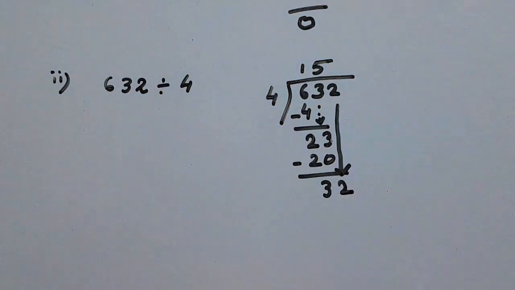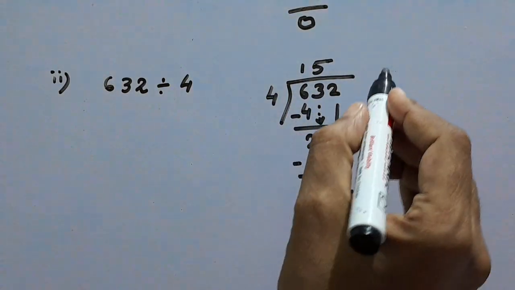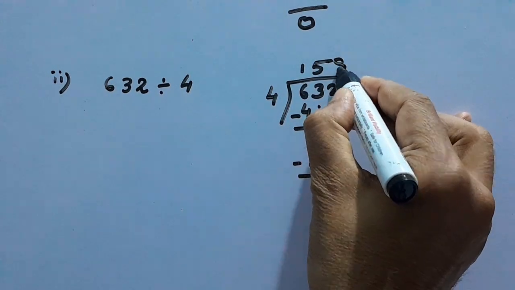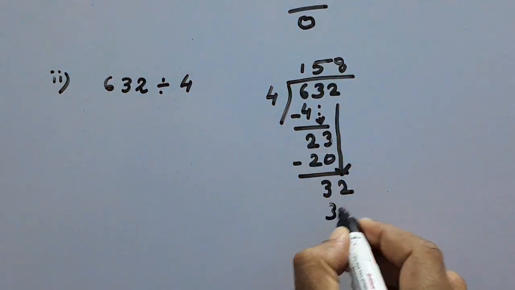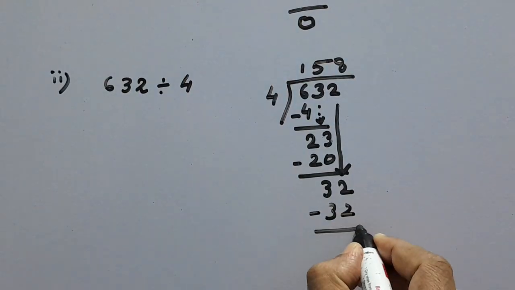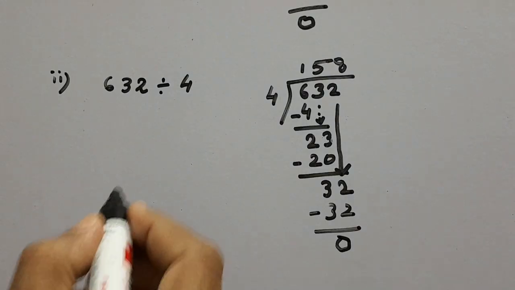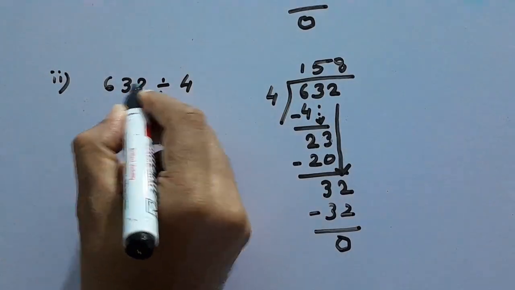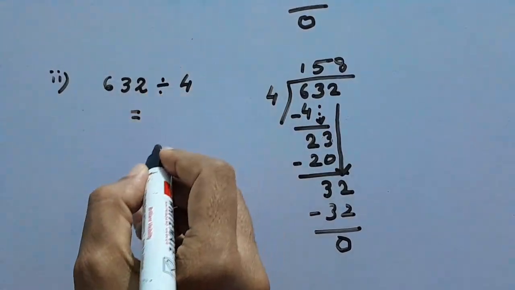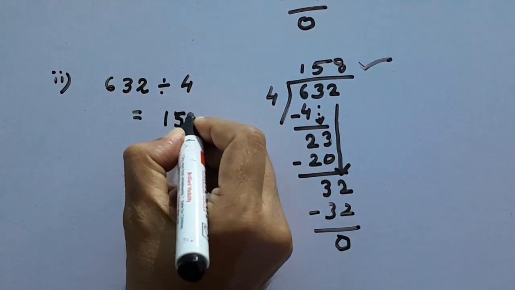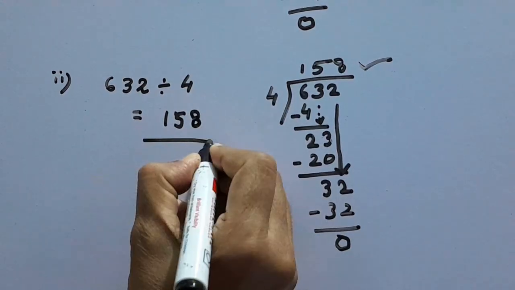So this becomes 32. Now we know from the table of 4, 4 eights are 32. So if we deduct it, the remainder becomes 0. So our answer, 632 divided by 4, is 158. So this is the answer.